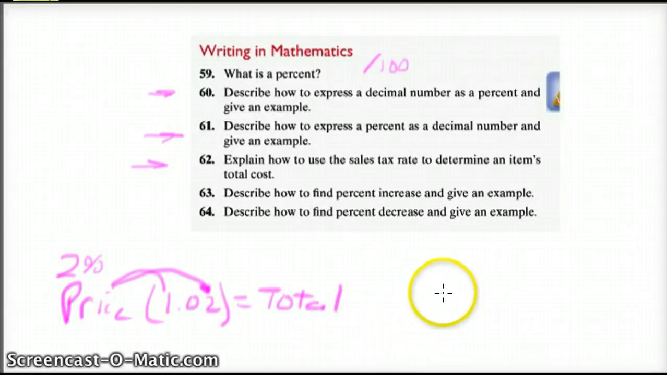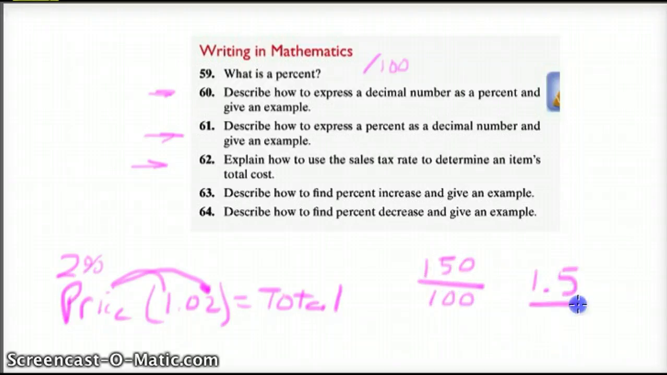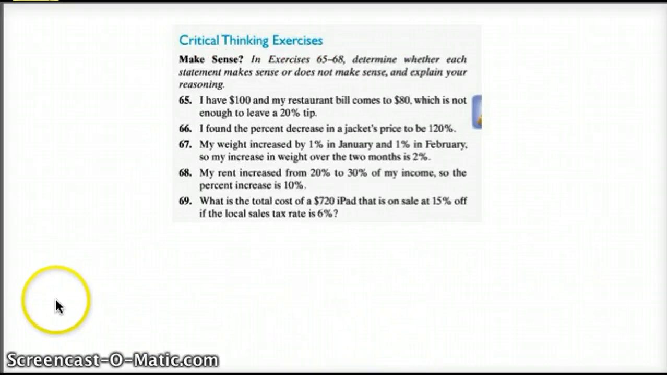Percent. All right, 63. Describe how to find percent increase and give an example. So again, 150 divided by 100 is 1.5. Is that number greater than 1? Yes. How much? 0.5 or 50% increase. So that's how you do that. Okay, I like these questions. It's called Does It Make Sense?